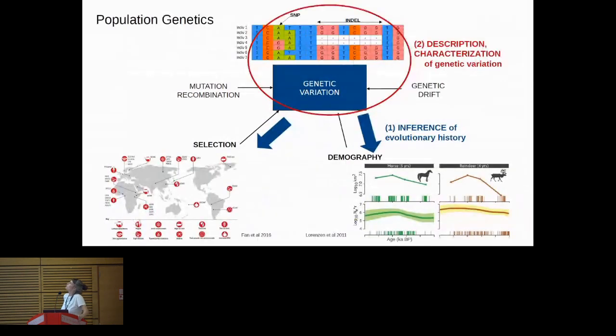So today I will talk about two topics, the main focus of my lab. The first one is inference of evolutionary history. So it's how, from observed genetic variation of present-day individuals, you can retrieve past evolutionary forces such as demography or selection. And the second topic will be a description of contemporary genetic variation and how you can learn from large datasets.